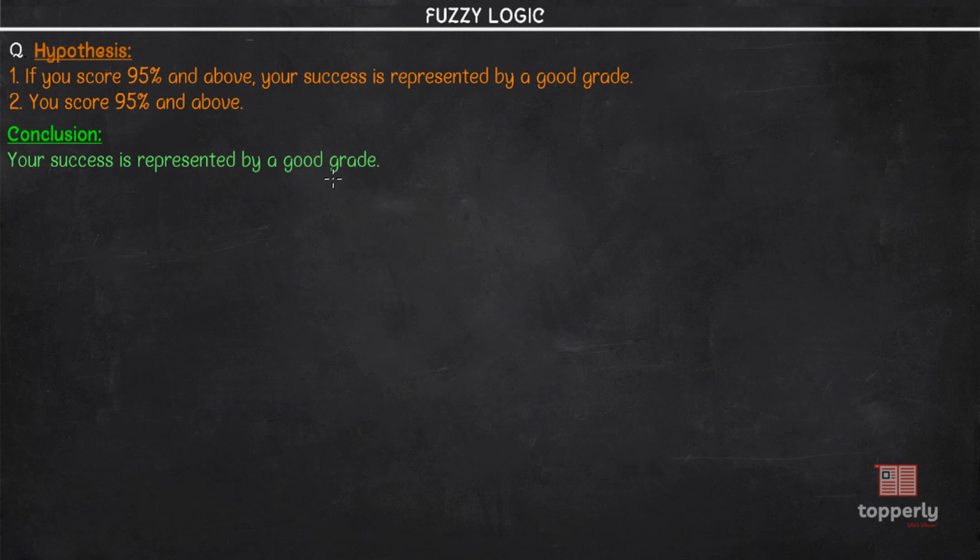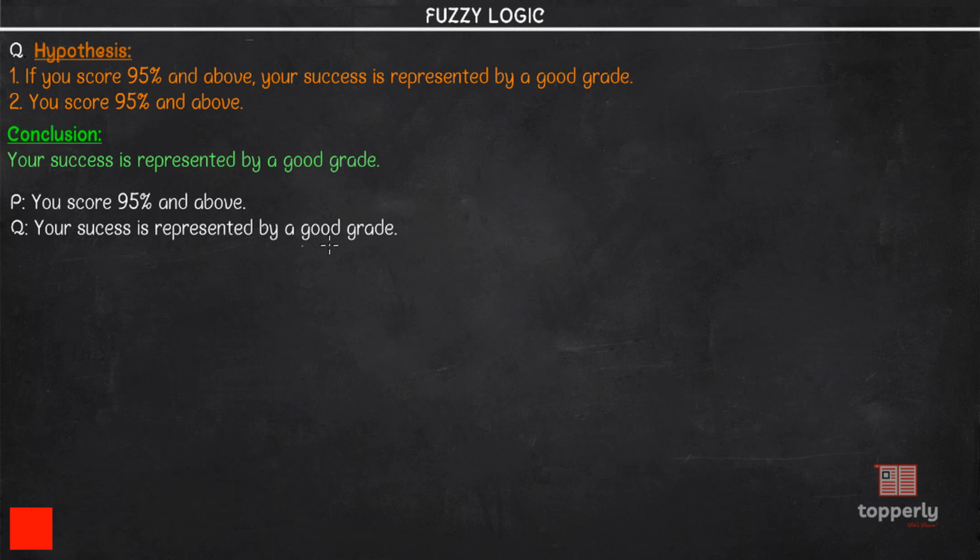Now for logical proofs, like I said earlier, the first step is to break down the statement into its individual propositions. So here I have broken it down as P and Q, where P is you scoring 95% and above and Q is your success is represented by a good grade. Next, we have to express these statements as algebraic propositions with the required connectors. That is, as per our first hypothesis, it is given as if you score 95% and above, your success is represented by a good grade.